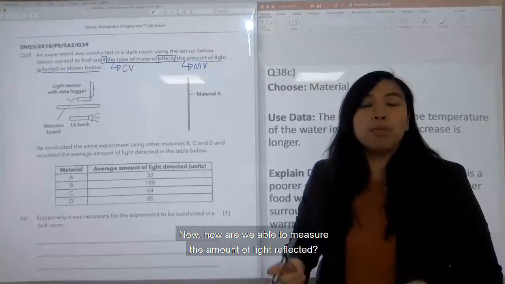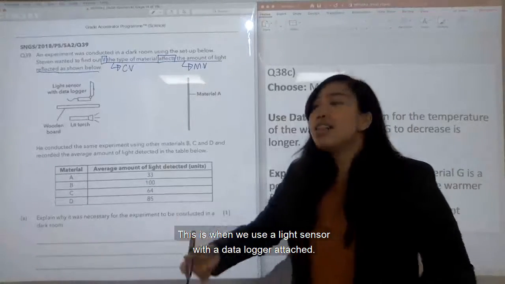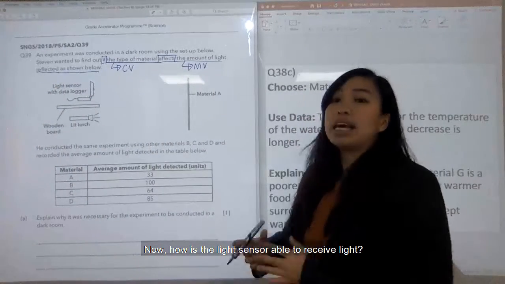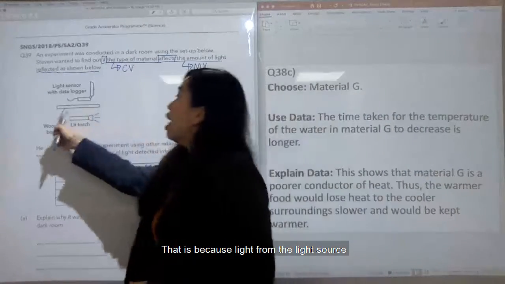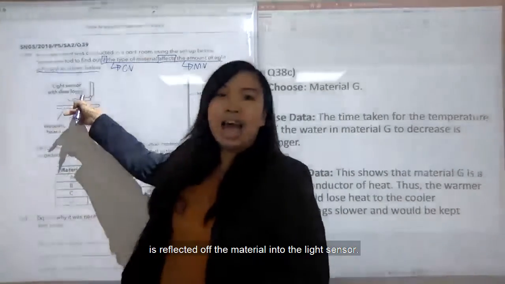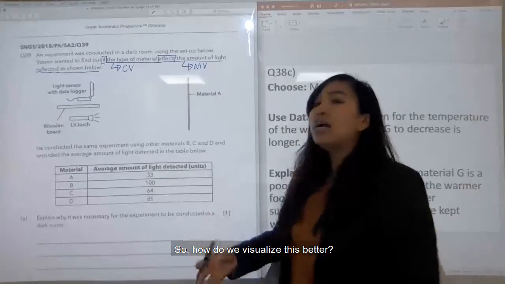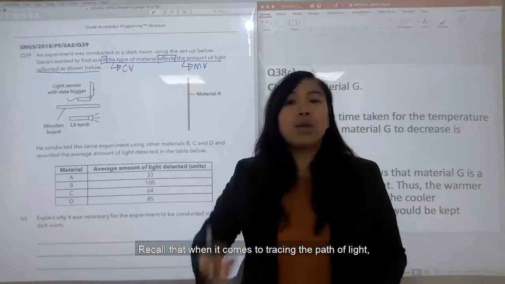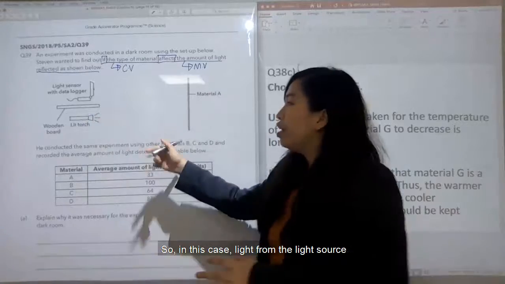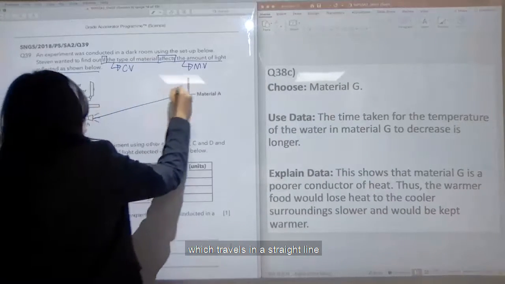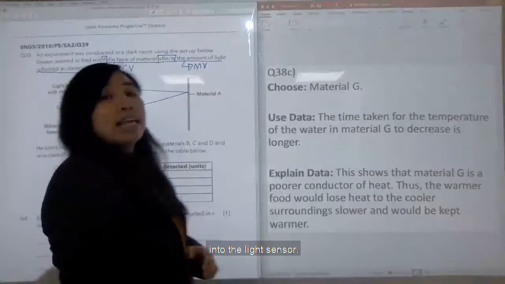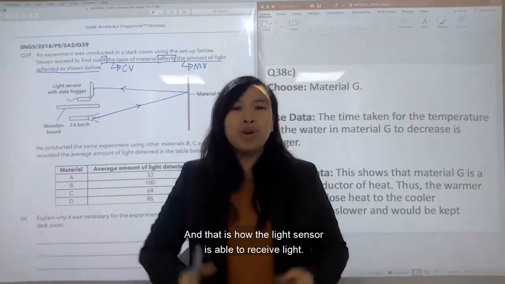Now, how are we able to measure the amount of light reflected? This is when we use a light sensor with a data logger attached. Now, how is the light sensor able to receive light? That is because light from the light source is reflected off the material into the light sensor. So how do we visualize this better? Let's trace the path of light. Recall that when it comes to tracing the path of light, we always start with the light source. So in this case, light from the light source, which travels in a straight line, is reflected off the material into the light sensor. And that is how the light sensor is able to receive light.